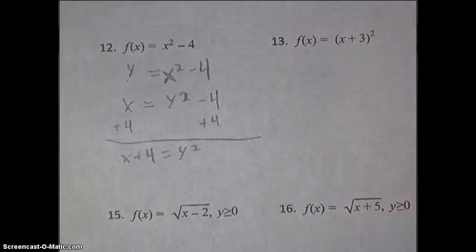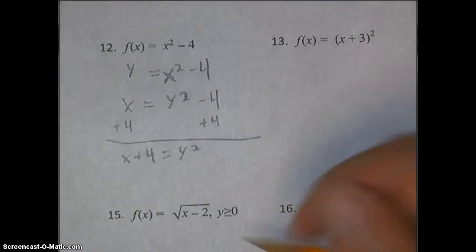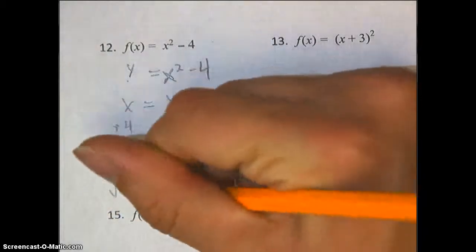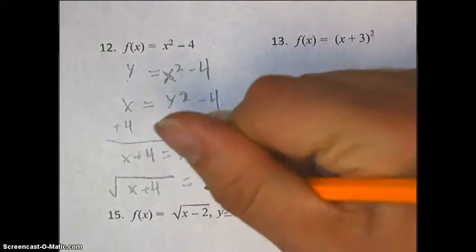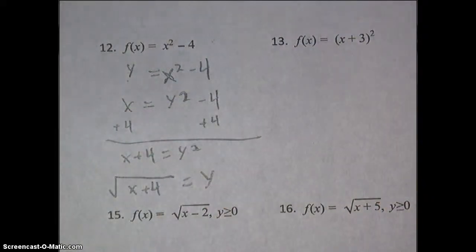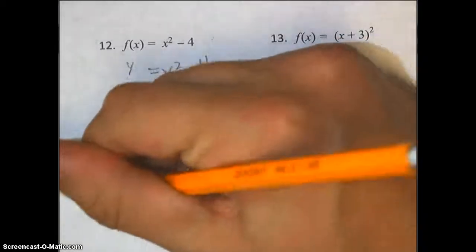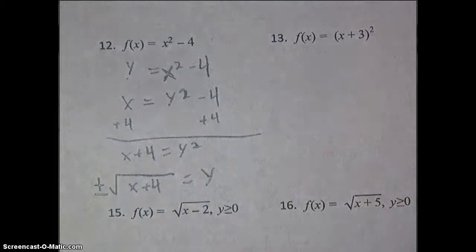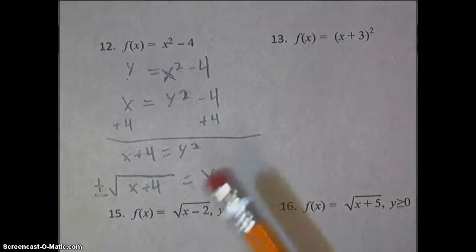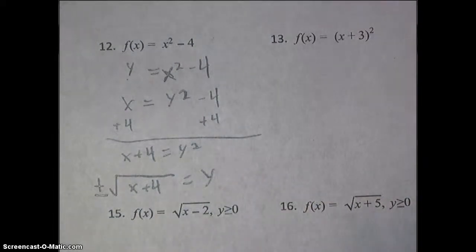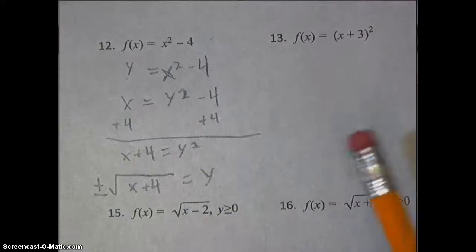Still need to get y by itself. So the opposite of square is square root. Take the square root of x plus 4 equals y. That's it, right? Wrong. Whenever you take a square root, there's actually 2 solutions here. Don't forget your positive and negative. y equals positive negative square root of x plus 4. It's very important. Whenever you take a square root, it's positive and negative.